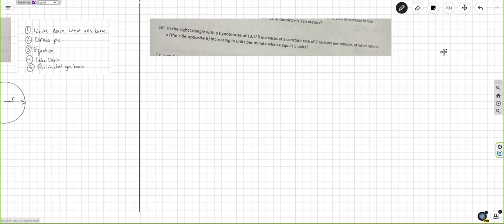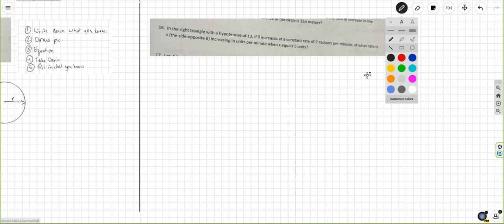Okay, guys, so I found another related rates problem that I missed the first time around, and that was number 16 in your new packet. In the right triangle with a hypotenuse of 13, if theta increases at a constant rate of 2 radians per minute, at what rate is x, the opposite side to theta, increasing in units per minute when x is equal to 5? Okay, so again, we're going to follow our normal steps: write down what you know, draw your picture, etc. So we're going to draw that picture right now.